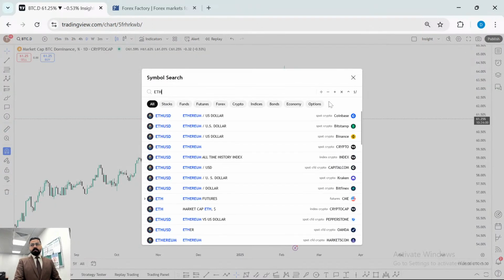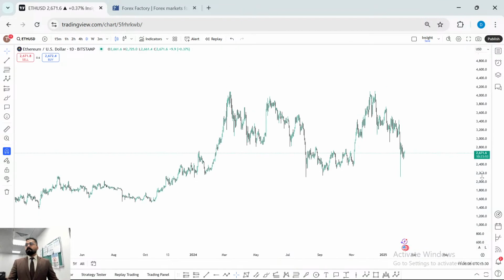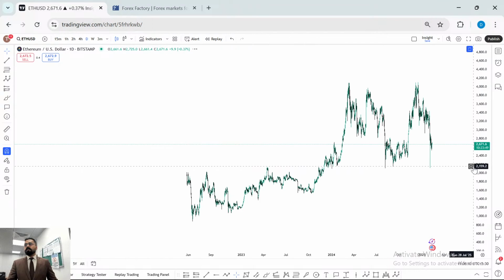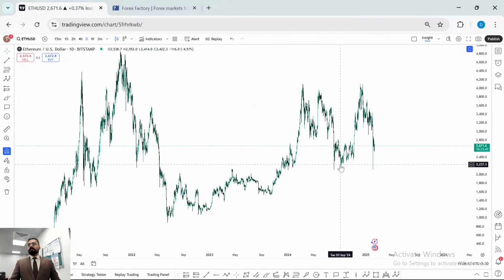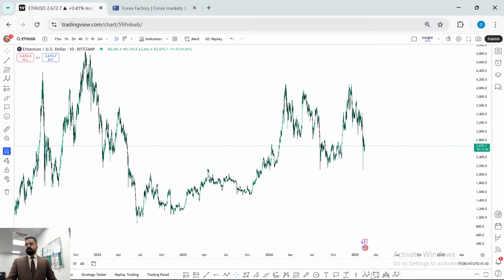So let's talk about Ethereum. In Ethereum, you can see it has already come to the low points, right? Still, do not go for a sell, look for buy opportunities. As you can see over here, there is a good support which Ethereum is creating as of now.